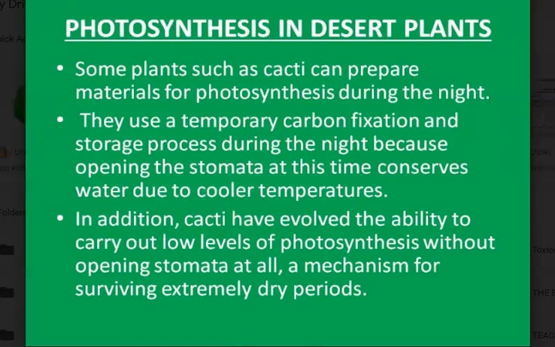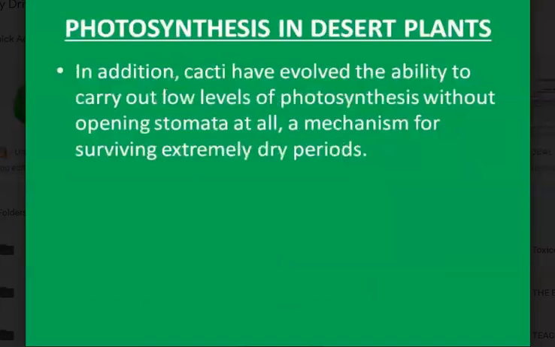Right. So some plants, such as the cacti, can prepare materials for photosynthesis during the night. They use a temporary carbon fixation and storage process during the night, because opening the stomata at this time conserves water due to cooler temperatures. In addition, cacti have evolved the ability to carry out low levels of photosynthesis without opening stomata at all, a mechanism for surviving extremely dry periods.